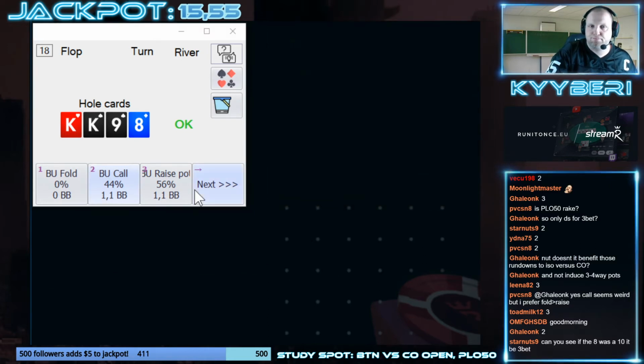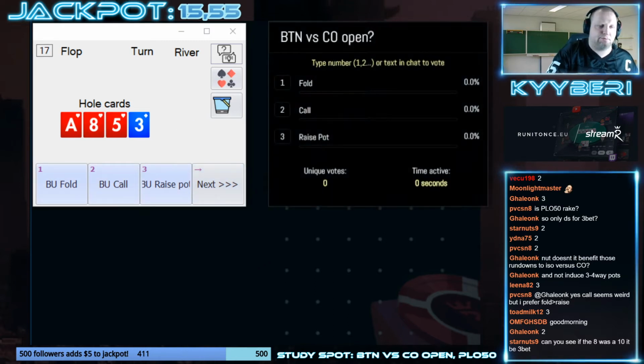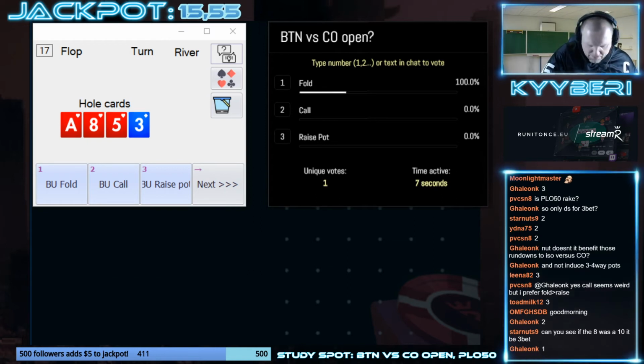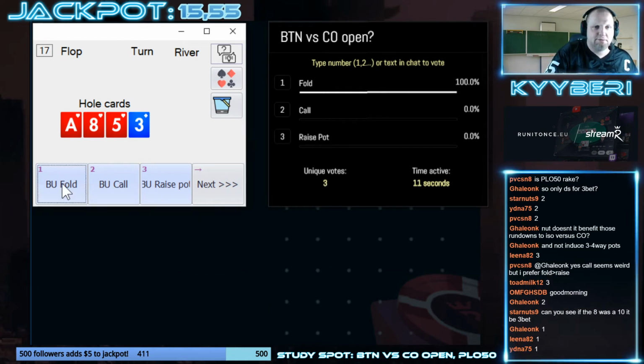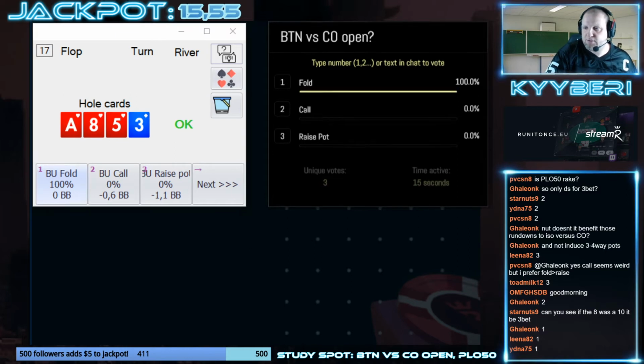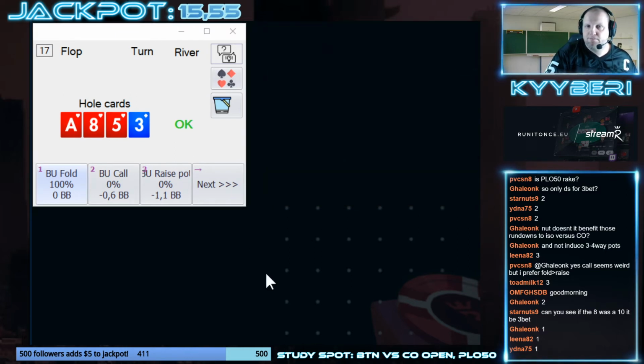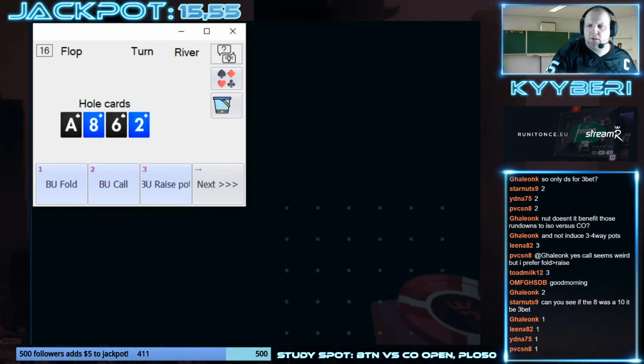All right. Rapid ace, three hearts. This should be a no-brainer. You have to be in monkey tilt to play this hand. Yep. So this was quite easy. All right.